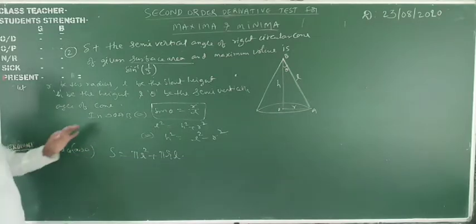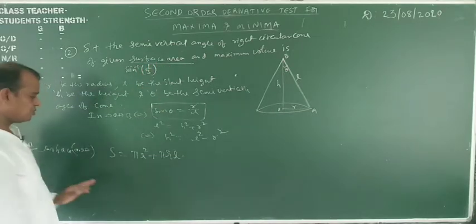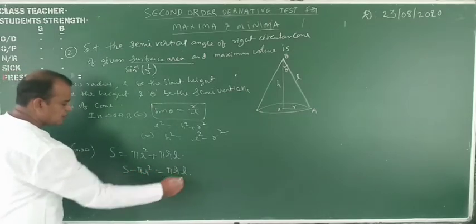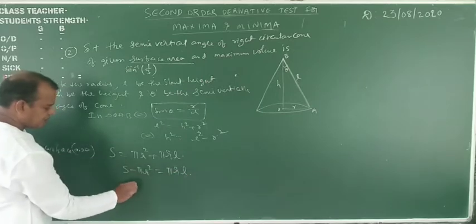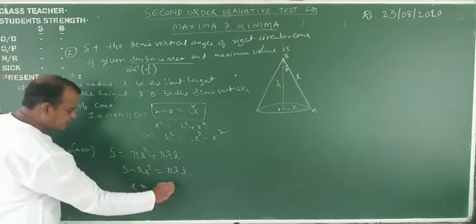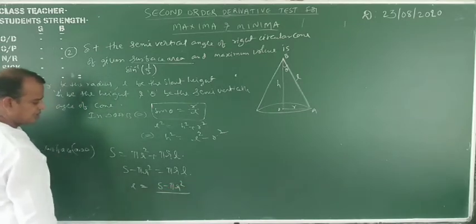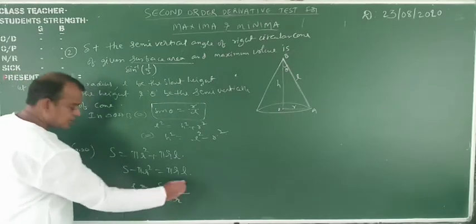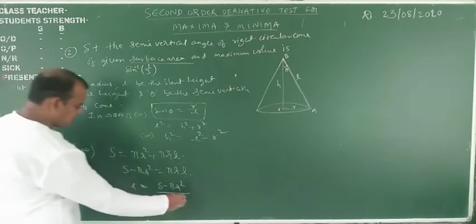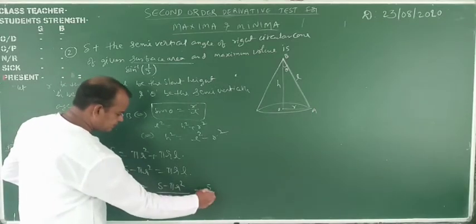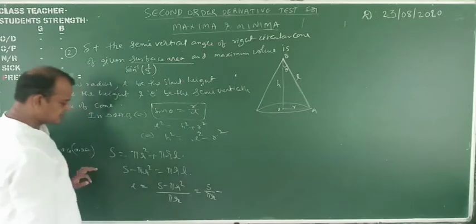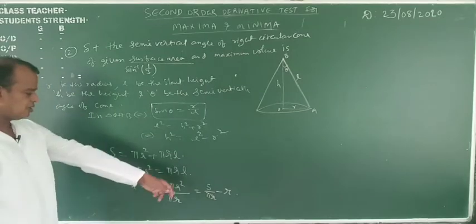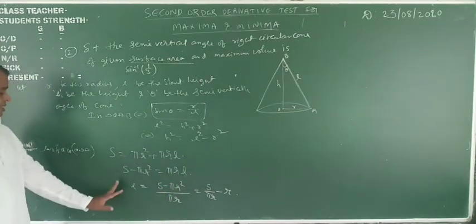Compulsory use the condition. Surface area is given, so you must use it. What about this one? S minus pi R square is equal to pi R L. From here, L is equal to S minus pi R square by pi R. Now separating, that is S by pi R minus pi R square by pi R, which is R. So L is equal to S by pi R minus R. This is the relation for the L value.